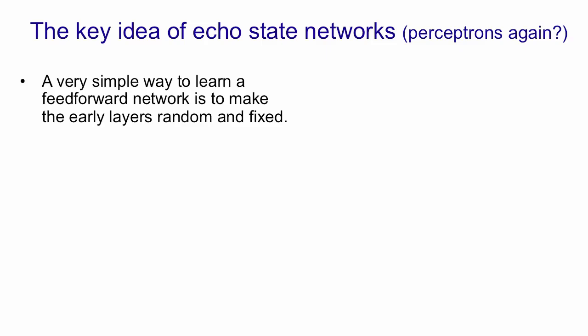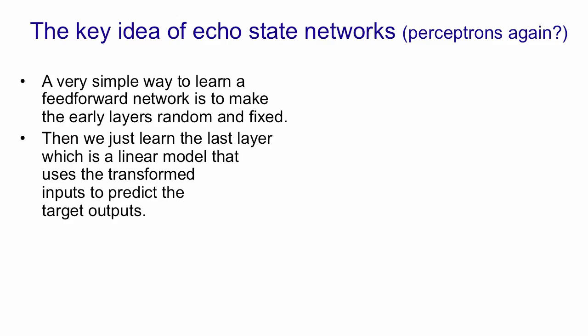So a very simple way to train a feed-forward neural network is to make the early layers of feature detectors just be random. You put in sensible-sized random weights, and then all you learn is the last layer, so that you're learning a linear model from the activities of the hidden units in the last layer to the outputs. And of course it's much faster to learn a linear model.